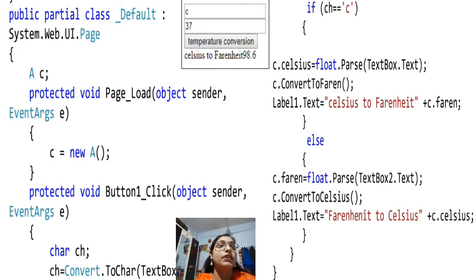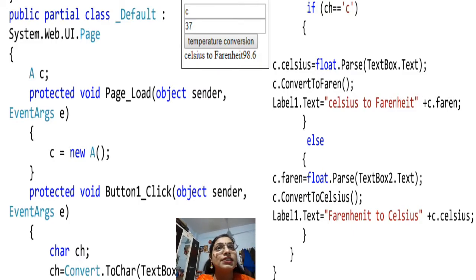So in button 1 underscore click, I have declared one variable char ch equal to Convert.ToChar(TextBox1.Text). By writing this code we will take the character which we have entered in text box 1. Okay. Next step, if ch equal to C, means we want to convert Celsius to Fahrenheit. So for the same, first we have to take the Celsius value, which we will enter inside text box 2.